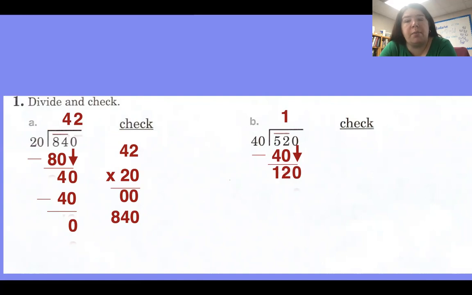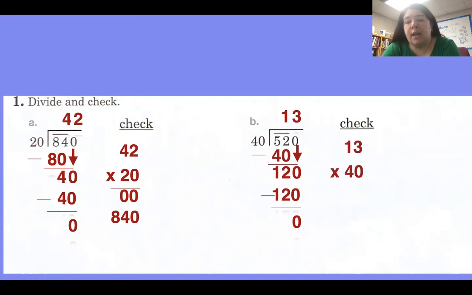What is 12 divided by 4? 3. Good. And 3 times 40 equals 120. First, we start off with 3 times 0, and then 3 times 4. And then we subtract, and we get 0. So our answer is 13. 13 is our quotient. We take our quotient and multiply by our divisor, and we should get 520.